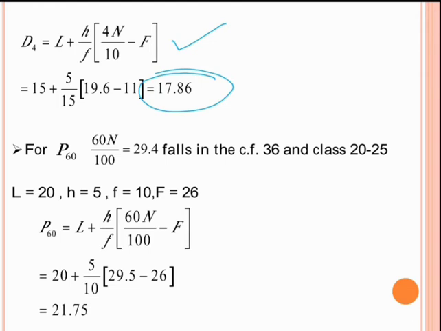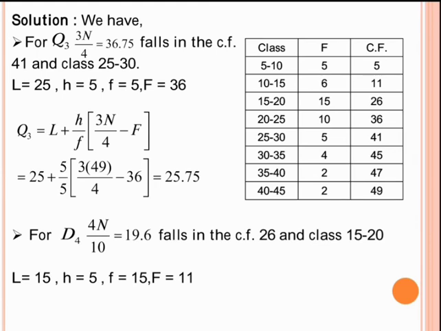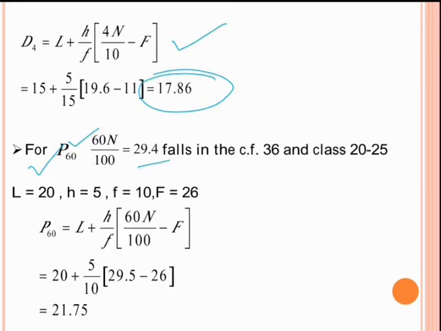Now next, we have to find P60. For P60, you need to calculate 60 into n by 100, you get 29.4. See, now where does 29.4 come? It comes in this class interval. Okay, so you will take 20 to 25, small f will be 10 and capital F will be 26. So small f is 10, capital F is 26.